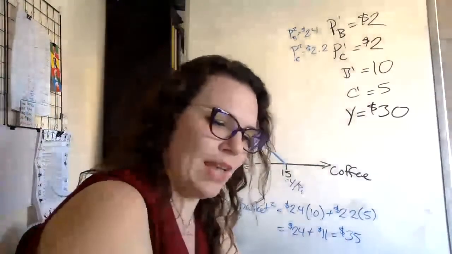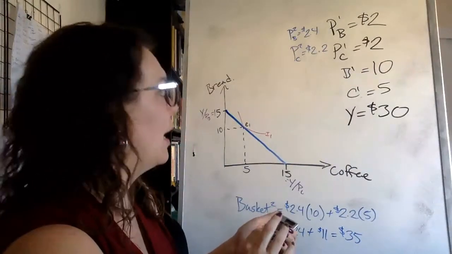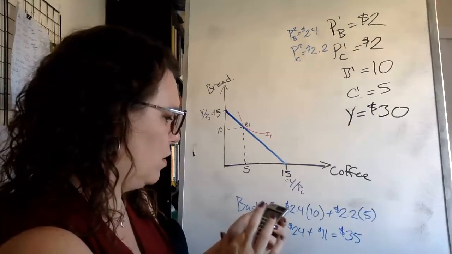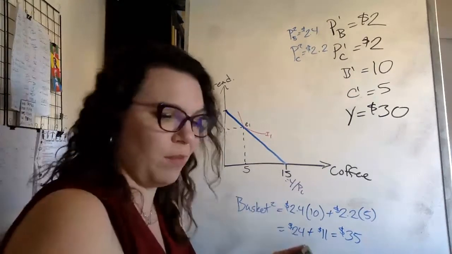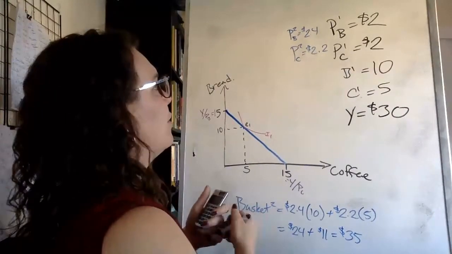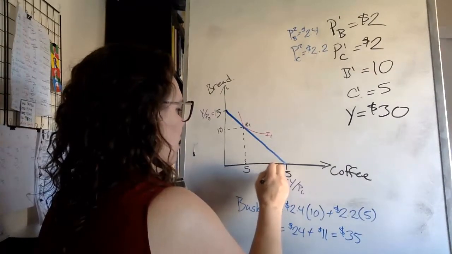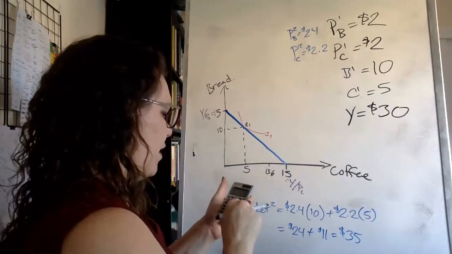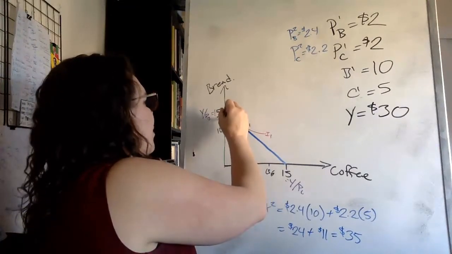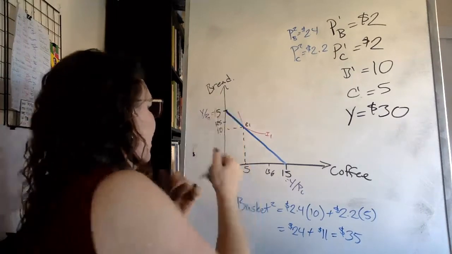So I'm going to go ahead and do 30 divided by 2.2 equals 13.6 loaves or cups of coffee. That's going to be about right here, we'll say. And 30 divided by 2.4 gives us 12.5 loaves of bread, closer to here. Give or take, not perfect.